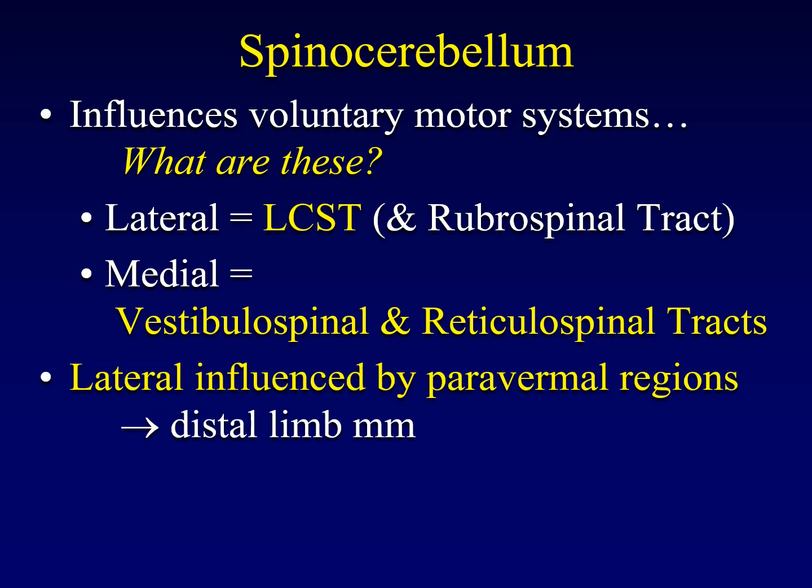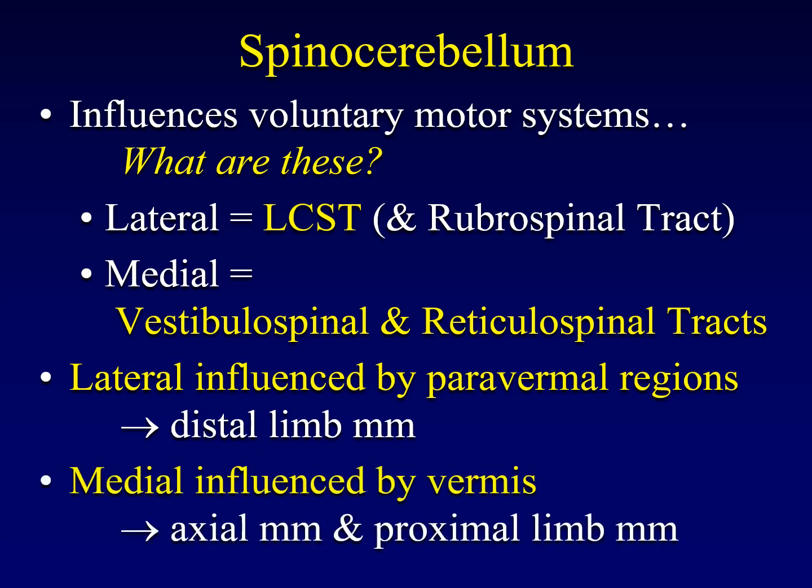and therefore the paravermal regions are going to be associated with coordination in distal limb musculature. And the medial motor systems are influenced by the vermal regions of the spinocerebellum, and that's how we get spinocerebellar coordination influencing voluntary movement of axial muscles and proximal limb muscles. How convenient is it that the midline stuff, axial muscles, proximal limb muscles, is controlled by the midline portion of the cerebellum, the vermis. And we go lateral to that to find the parts of the spinocerebellum that influence more laterally placed muscles, in other words, distal limb musculature.